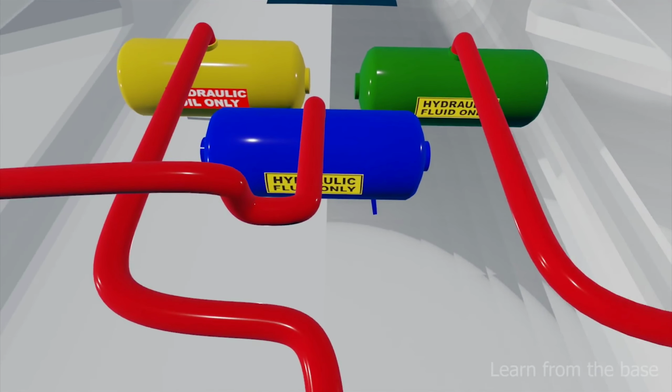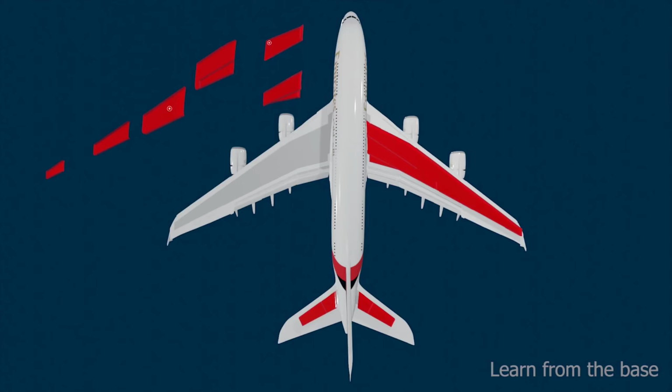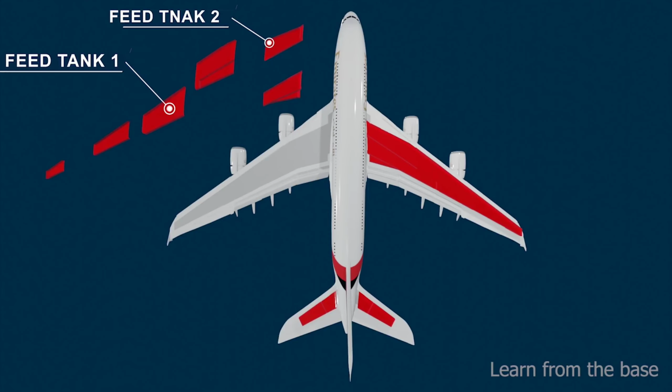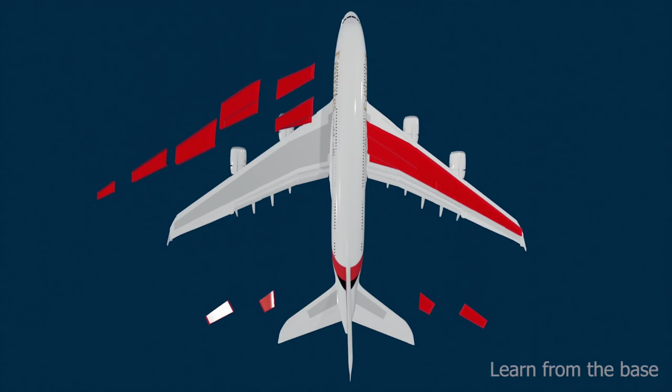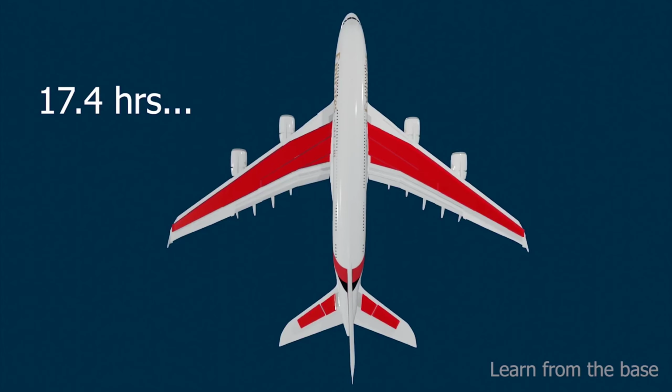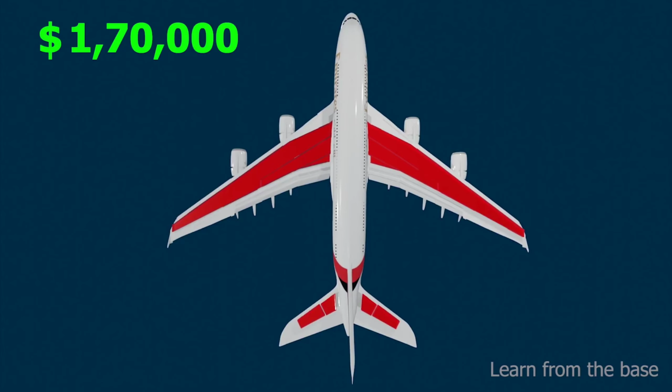The fuel tanks are located in the main wings and tail wings. The main wing tanks are separated into 6 parts. There are 2 fuel feeding tanks. The tail tanks are separated into 2. The total fuel capacity of the tanks is 320,000 liters or 82,000 gallons. That is enough to fly around 17.4 hours. The cost of fully loaded fuel is around $1,70,000 or 10.2 million Indian rupees.